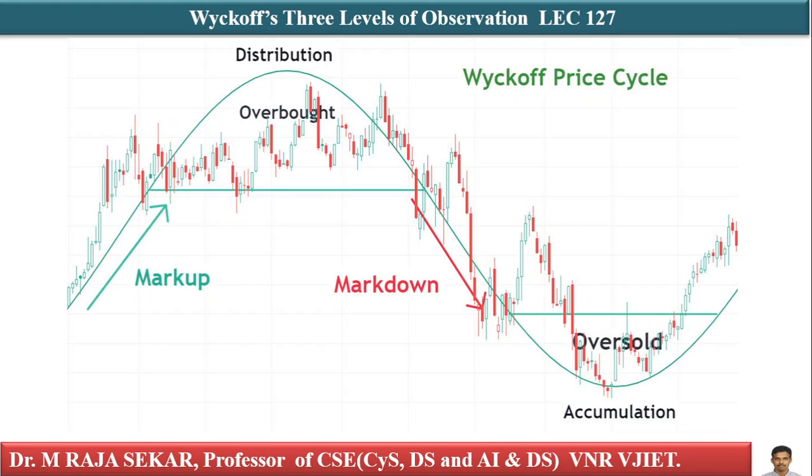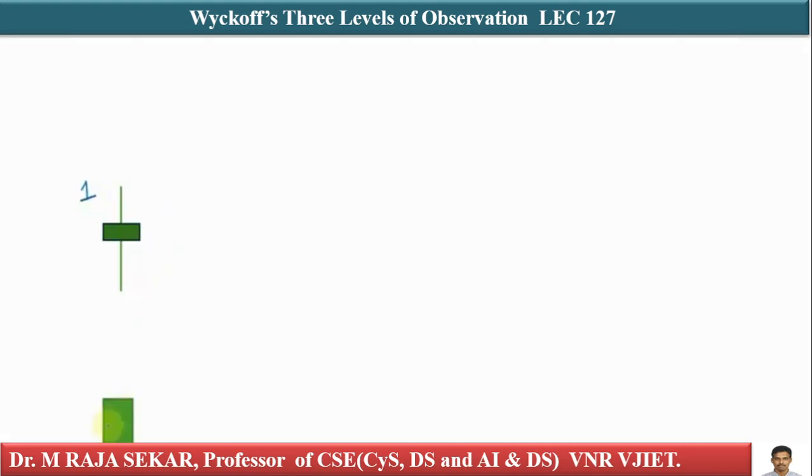In this lecture, we will try to understand Wyckoff's three levels of observation. Let's recall what we discussed in the previous lecture. Let me say on day 1, we observe a green candle with good volumes. A green candle with good volumes means what? It is a positive sign.